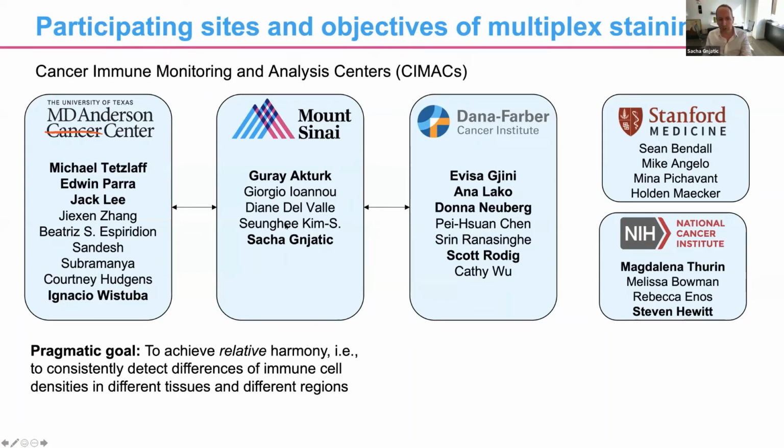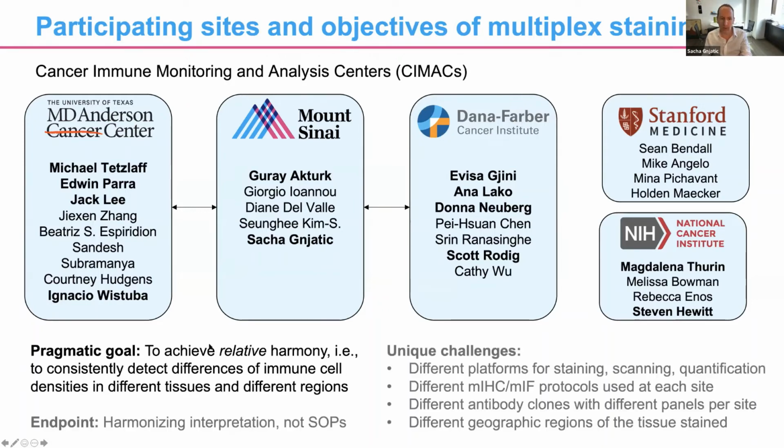And our goal was basically to compare the methodologies at each one of the three centers with the idea of achieving this relative harmony, which means that we don't necessarily need to agree exactly on the number of cells that are quantified in each tissue, as long as we agree what is high, what is low in terms of relative density of these immune cells in the tissues and different regions.